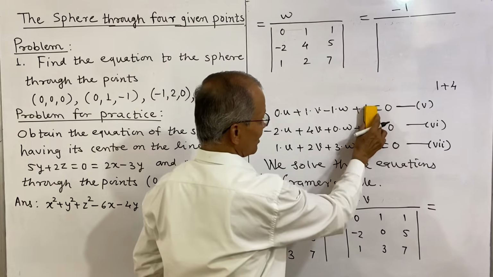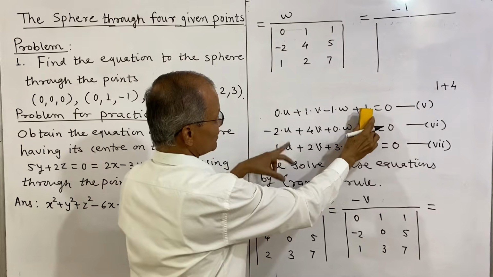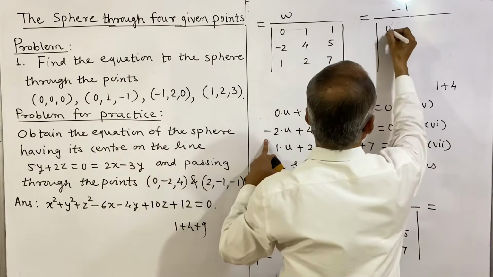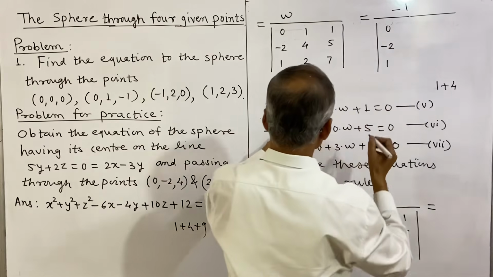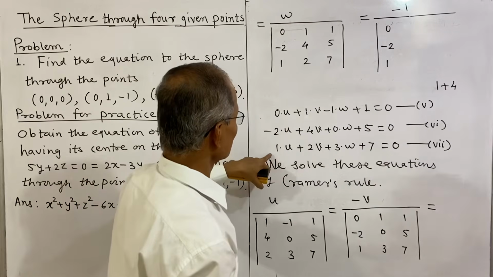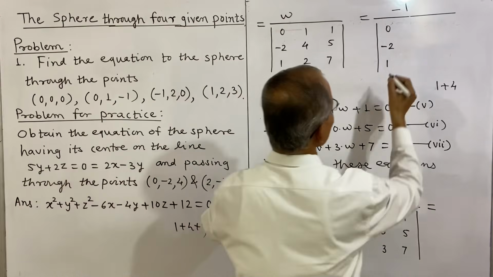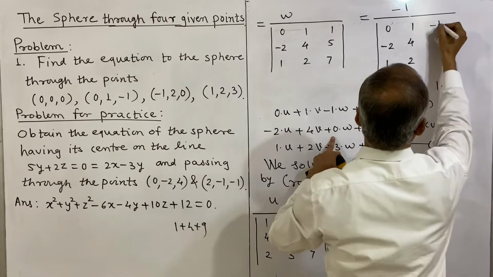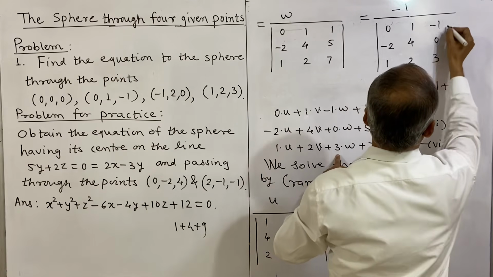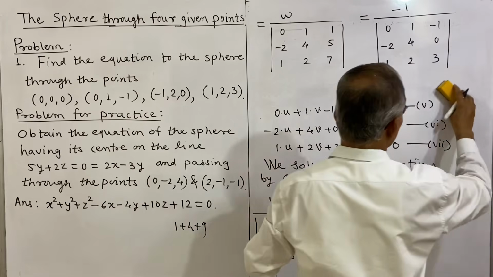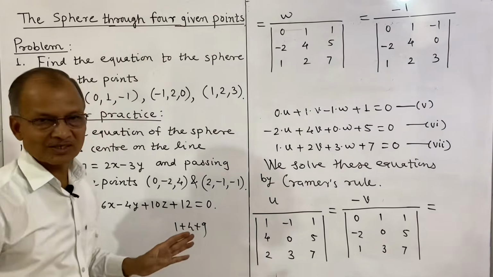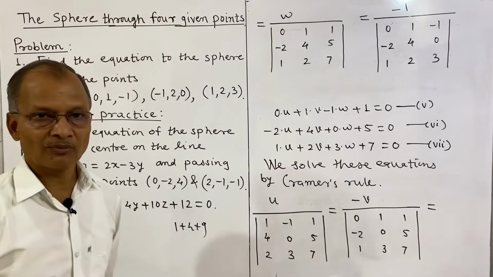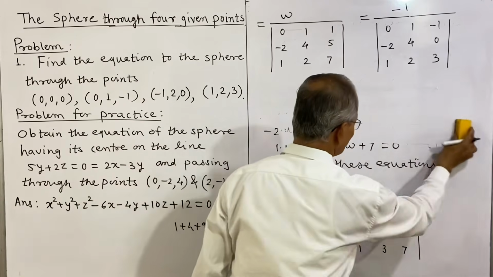Now hide this column and write the coefficients of these u, v, w as the determinant. So the first column is 0, minus 2, 1. Second column is 1, 4, 2. And the third column is minus 1, 0, 3. So this is the Cramer's rule we have expressed. Now the rest part is only to evaluate this determinant, and further solving this we get the value of u, v, w. That can be done now.